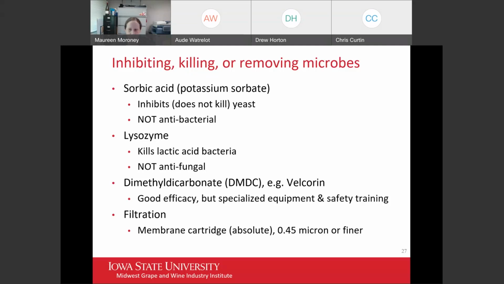There is a compound that you may know by the name of Velcorin, which is actually pretty great for keeping wines microbially stable in the bottle. The downside here is that it's often not an option because it requires specialized equipment and handling. And sterile filtration is a great and commonly used practice. It can be used to physically remove microbes from the wine, but only when it's done properly. And this assumes that all of the downstream equipment is also thoroughly sanitized.